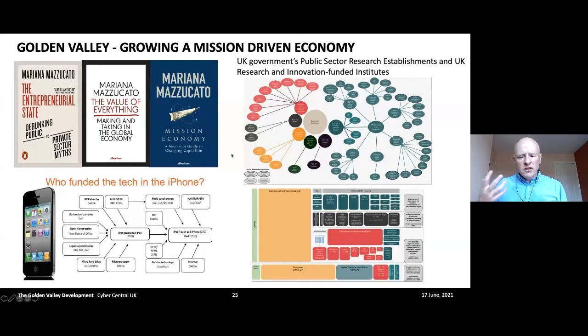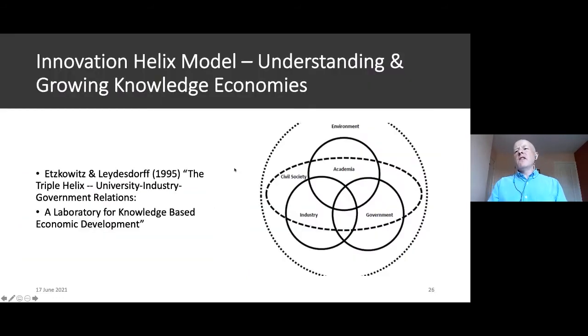Mariana Mazzucato has a great thesis around that government role. So look at the iPhone. A lot of the technologies came out of the US government, and then the private sector worked really well to turn those into amazing products and services, like in Apple's case. So it's a more complicated picture in terms of innovation.